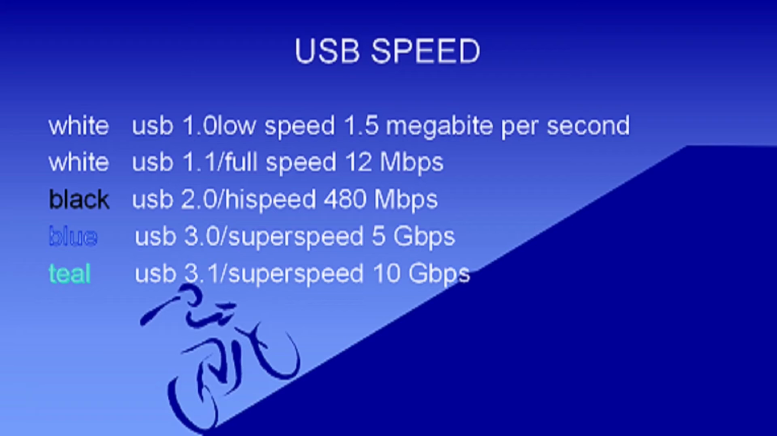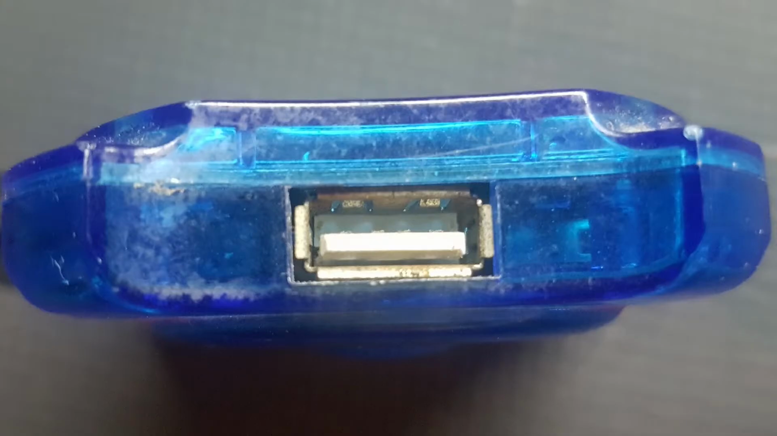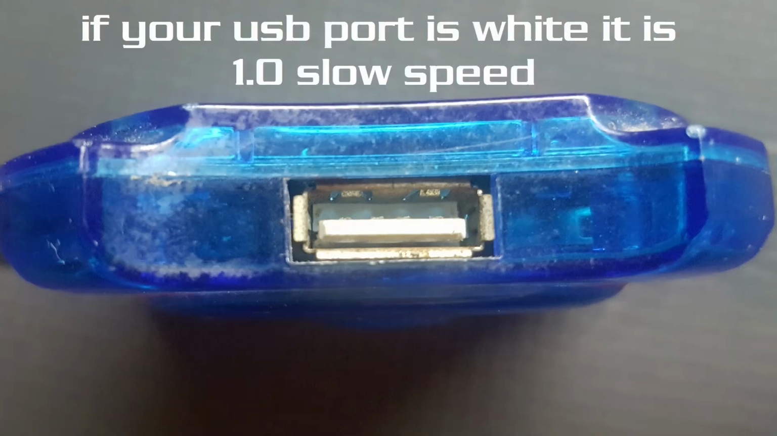Then there's USB 3.0, which is super speed, which goes at 5 gigabytes per second. And finally, we have USB 3.1, which is super speed at 10 gigabytes per second. Now, when connecting devices with different USB versions, the data transfer rate will be limited by the slowest of the connected devices. That means if your computer has the original 1.0 USB port on the back of it, even if you plug in the fastest USB drive in the world, it is still going to transfer at the slowest rate.